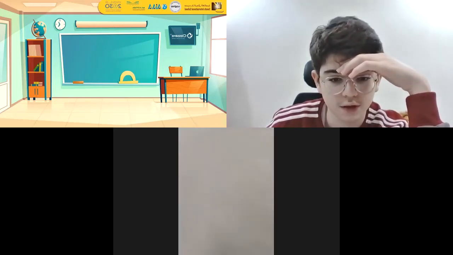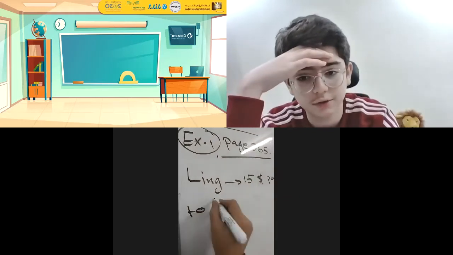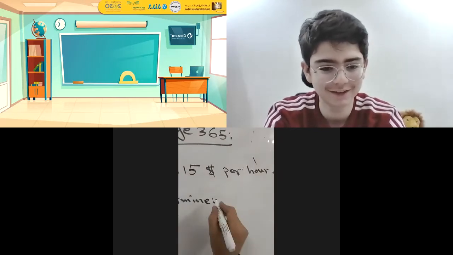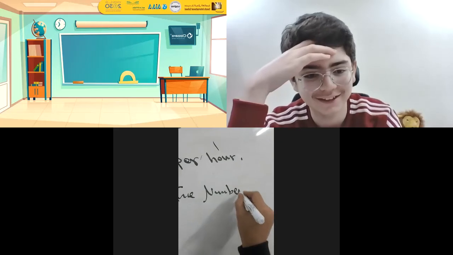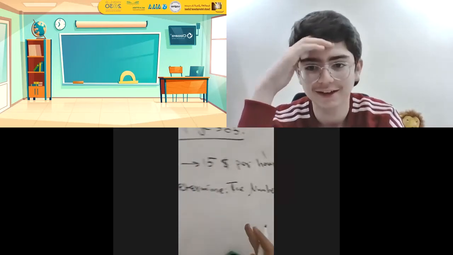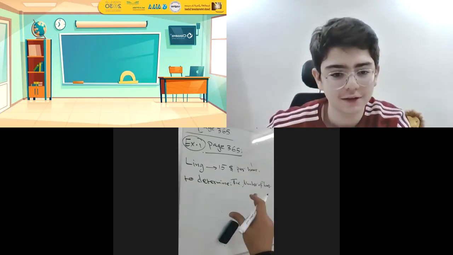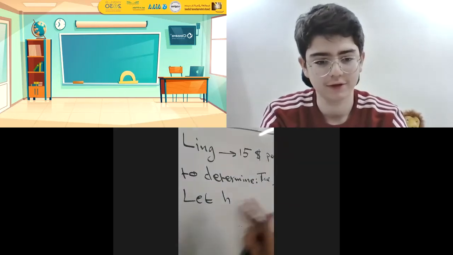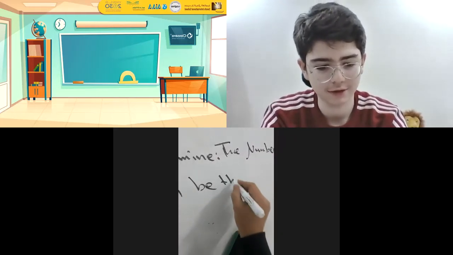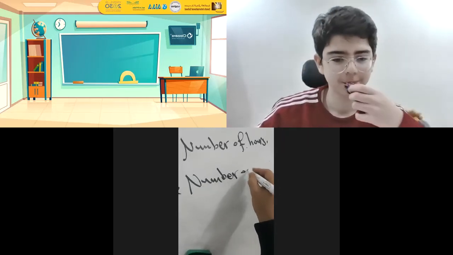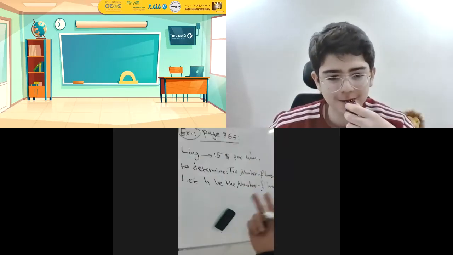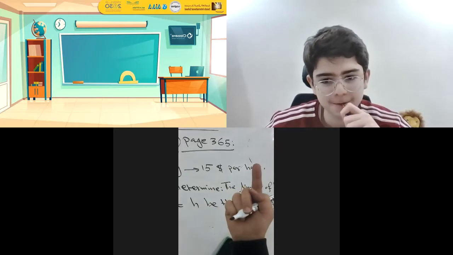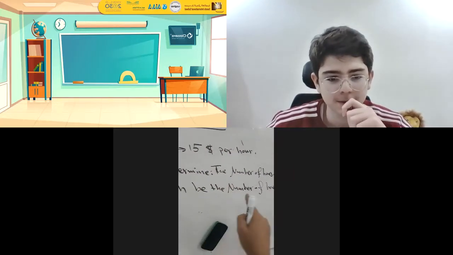Write and solve an inequality, guys, to determine the number of hours. Do we know the number of hours? No. So the unknown thing, the thing which the question wants us to determine, is our variable. So the first step, we will say let H, for example, because hours, be the number of hours. Now, until now, I have two pieces of information. The first one is that Ling earned $15 in each 1 hour, and H is the number of hours. Continue.